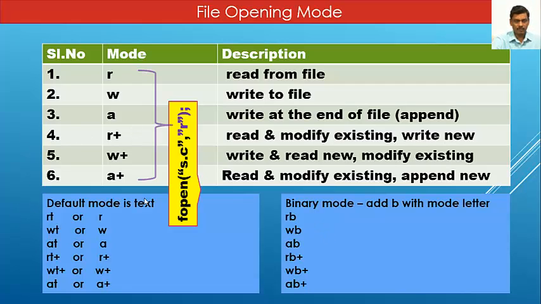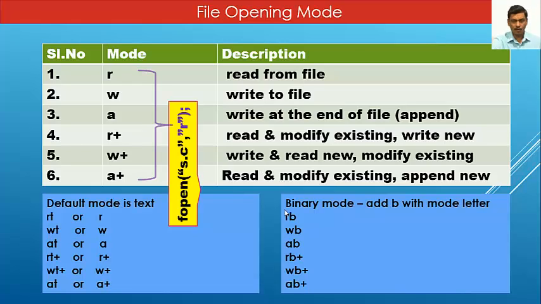The default mode is text mode, because there are 2 types: one is text mode and another one is binary mode. If we want to open a file in text mode, we just put R or RT. So by default R, W, A are all text. If we just put R, the file is opened in text mode and we can read data from that file. We can also put RT here. Both are the same. If we put R or RT, both are the same. By default it is text mode.